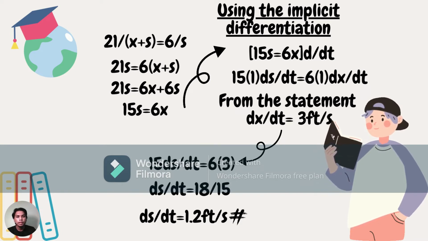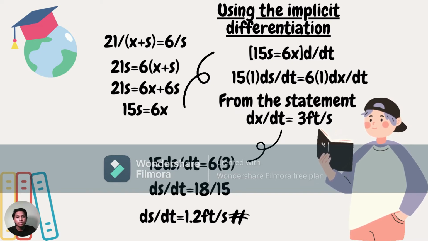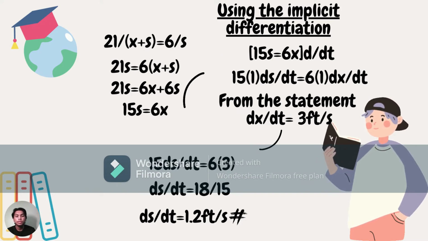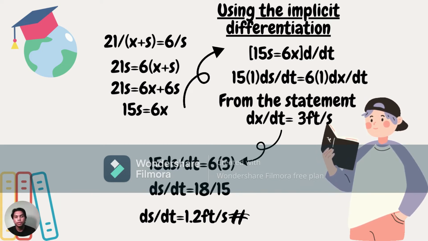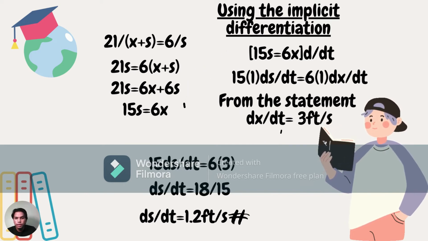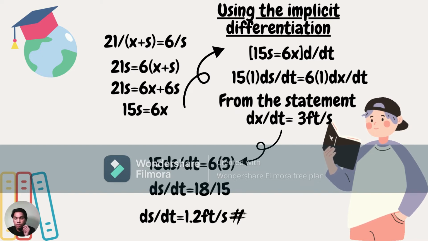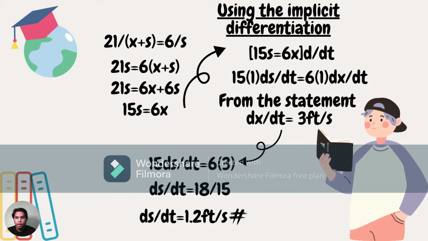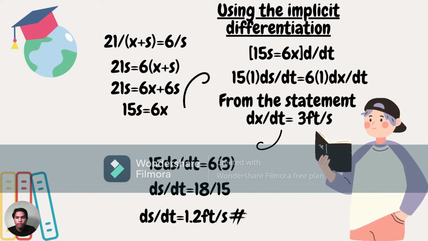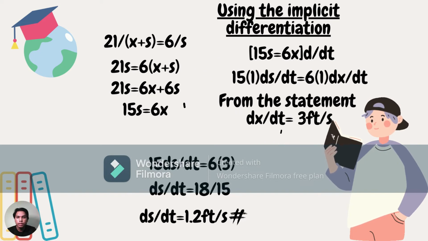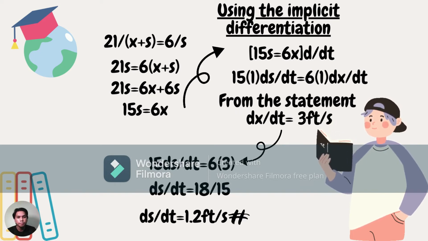From the statement, the man walked 3 feet away from the street light, so dx over dt equals 3 feet per second. We can put it in the equation. It will be 15 ds over dt equals 6 times 3. 6 times 3 equals 18. The 15 we bring to the right side, so it becomes 18 over 15. The final answer will be ds over dt equals 1.2 feet per second.